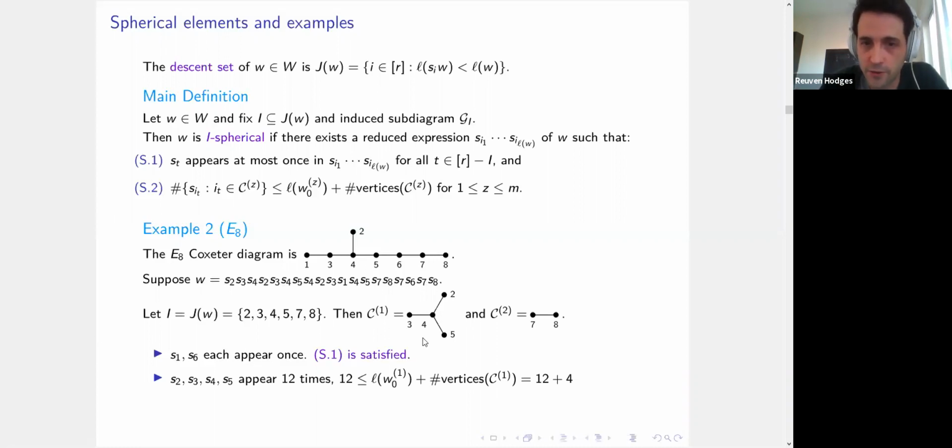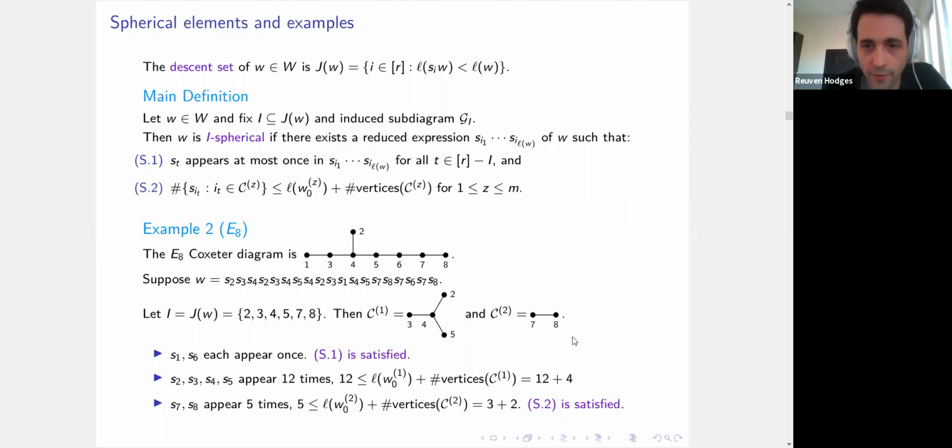So we'll do it first for this larger connected component, that's nodes 2, 3, 4, and 5. In particular, what you want to do is count the number of times that S2, S3, S4, and S5 appear in this reduced expression. That's 12 times. And you want to check whether that is upper bounded by the length of the longest element inside of the associated Coxeter group, that is the longest element in D4, plus the number of vertices. Well, the longest element in D4 is 12, and the number of vertices is 4, and 12 is indeed less than 16. So this satisfies S2 for this particular connected component.